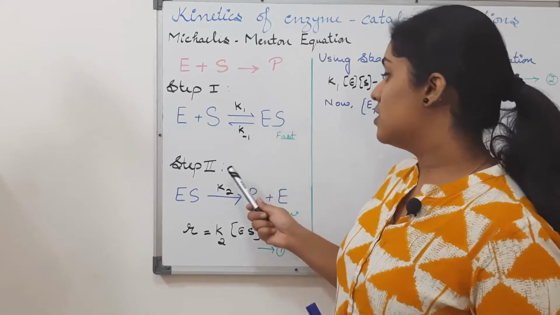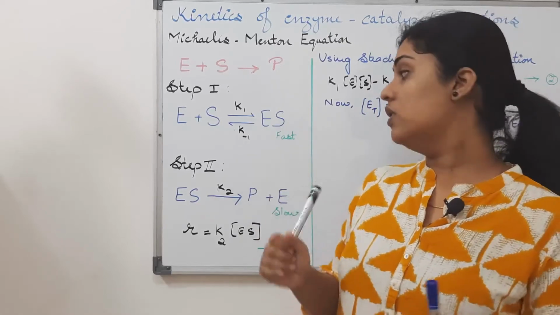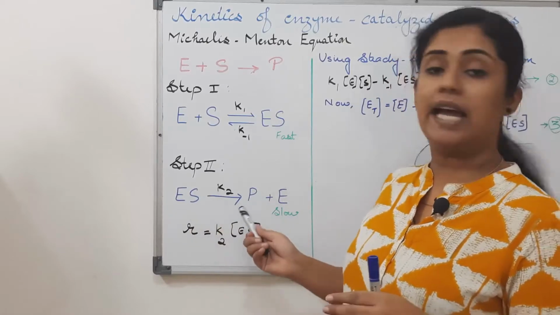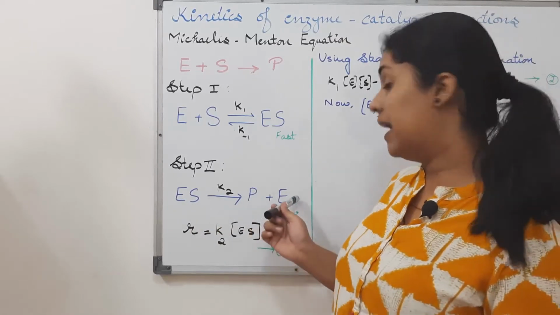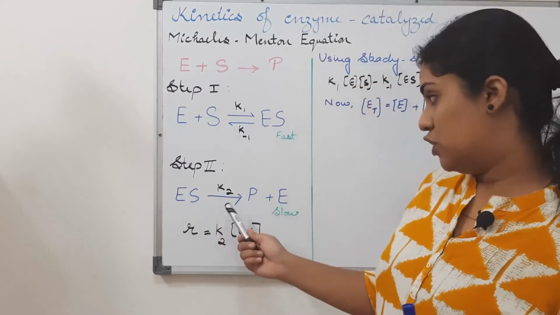Now we move on to the second step, where the formed enzyme substrate complex decomposes to form the product and leaves behind the free enzyme, E. This reaction has a rate constant K2.